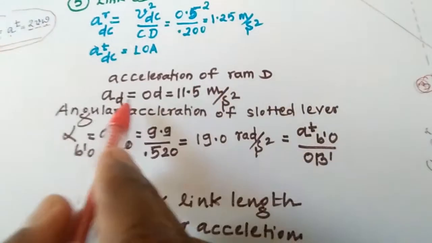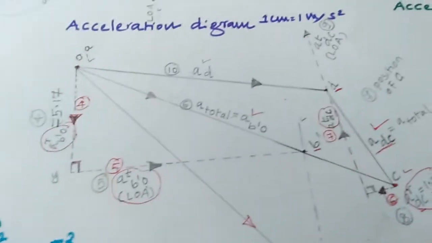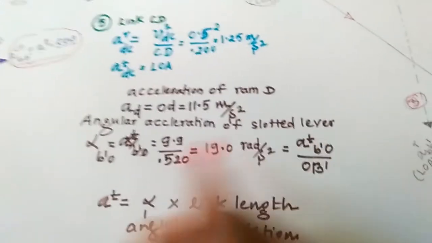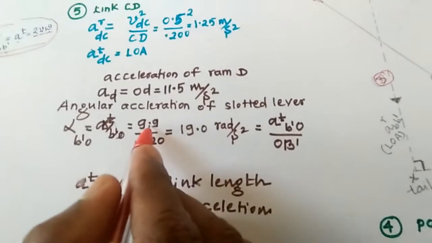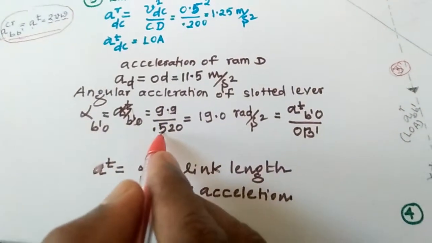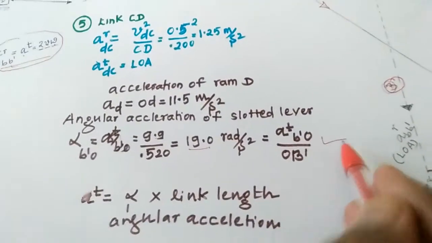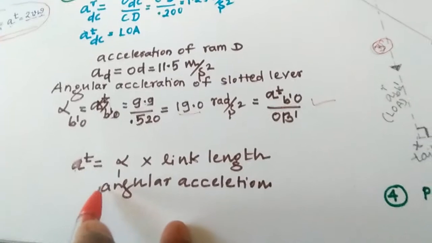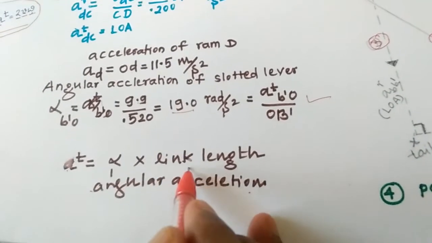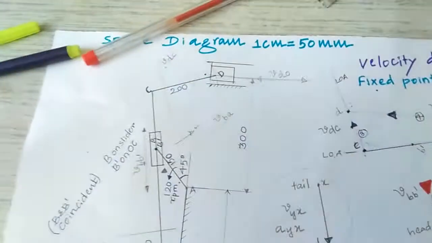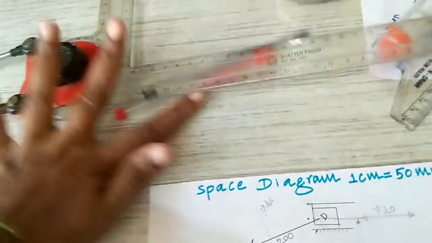Then you have to find the values: acceleration of the ram D with respect to O. You have to scale it and measure it, AD, that is OD also. Then the angular acceleration of the slotted lever, b dash o, you will get it as 9.9 divided by 0.520, which comes as 19.07. This is the formula, because a tangential is angular acceleration into length of the link. I'll repeat this one; you look at the figure, I explained this.